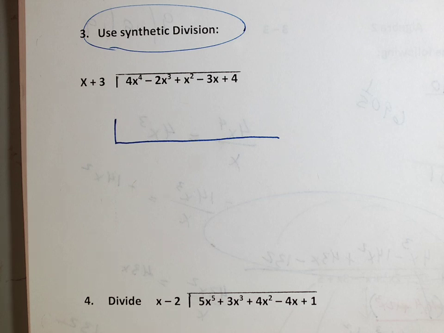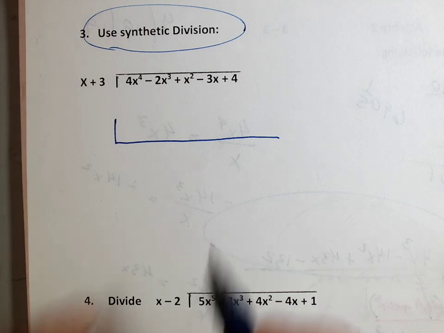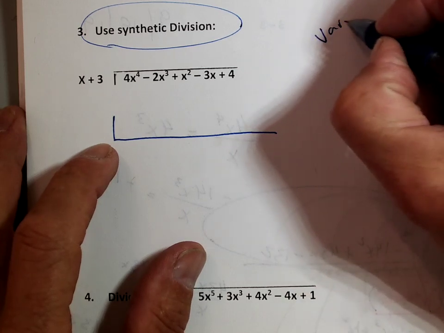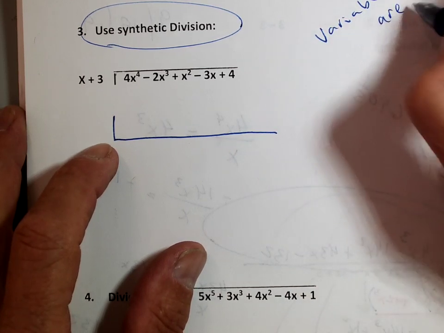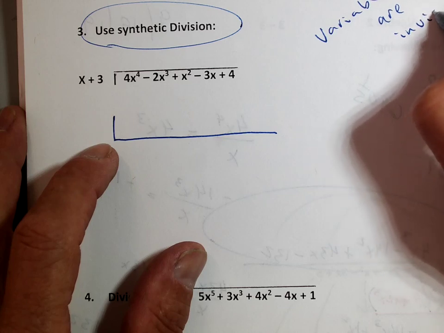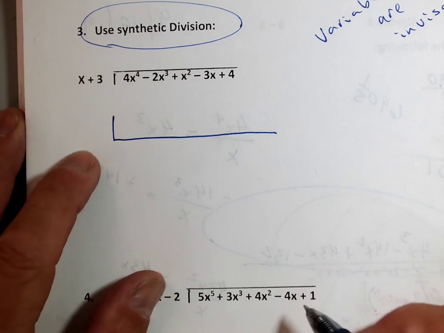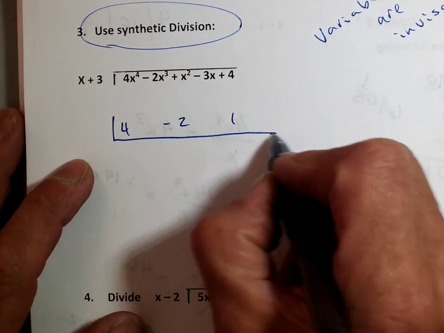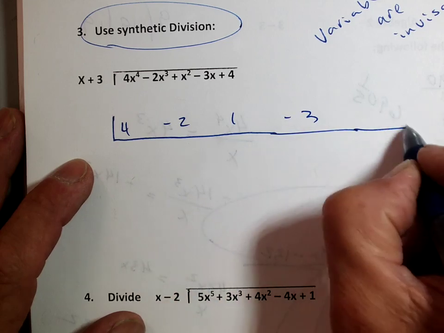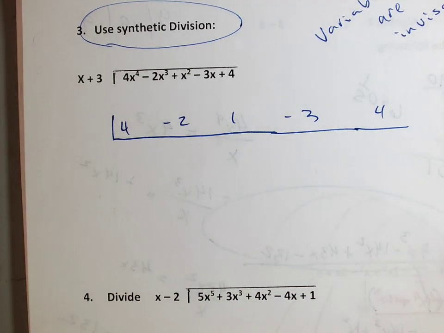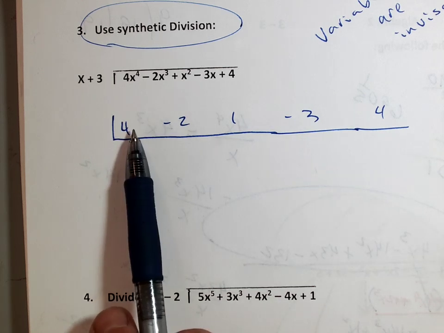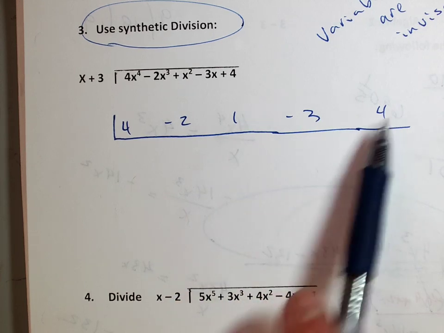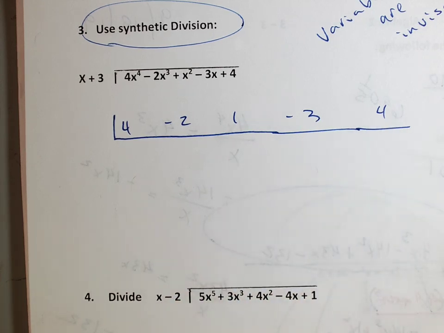Watch. First of all, we're going to make all of the variables invisible. So I'm going to put a 4, a negative 2, a positive 1, a negative 3, and a 4. They're invisible. I already know this is an x to the 4th. I know that's an x cubed. I know that's x squared, x, and no x's. In order. They're there, but they're invisible.